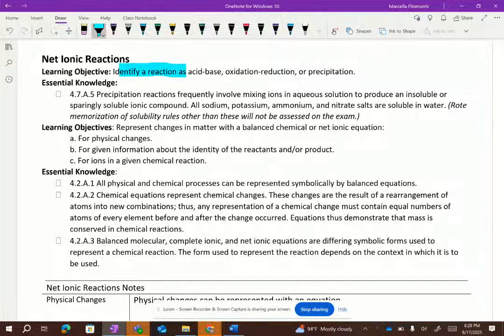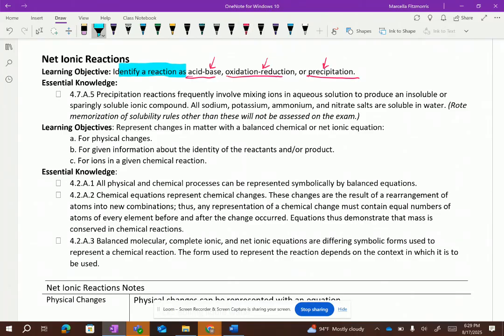Identify a reaction as either acid-base, oxidation reduction, or precipitation. I know last year we learned there were 5 different types of reactions, which was synthesis, decomposition, etc., etc. Well, when you get deeper into chemistry, all of them fall under 3 categories. So as far as AP is concerned, they don't care if you know the difference between double replacement, single replacement, etc. They want to know, can you identify it as an acid-base, oxidation reduction, or precipitation reaction? So we're going to be talking about these reactions as one of these 3.